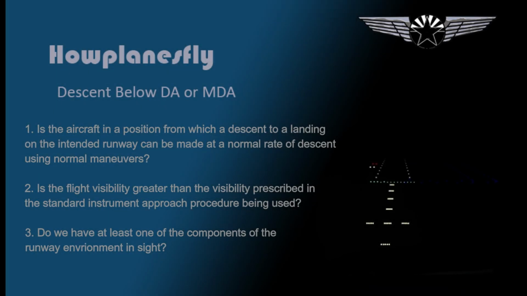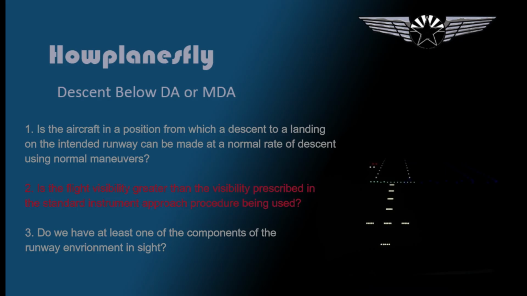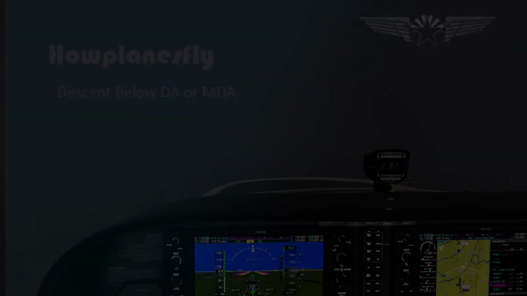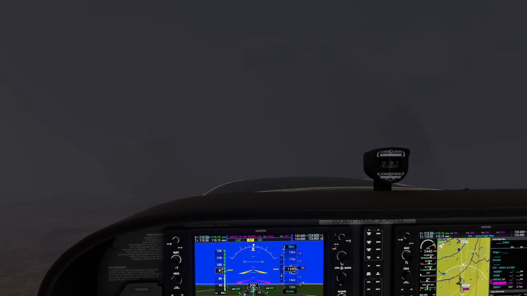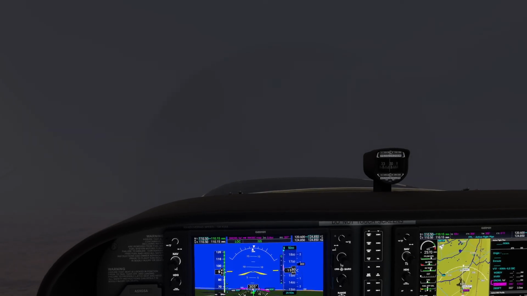In this scenario, we only meet 2 of the 3 requirements to descend below DA, so we cannot continue the approach, and we should immediately initiate a climb and execute the published missed approach procedure or an alternative missed approach procedure provided by ATC.